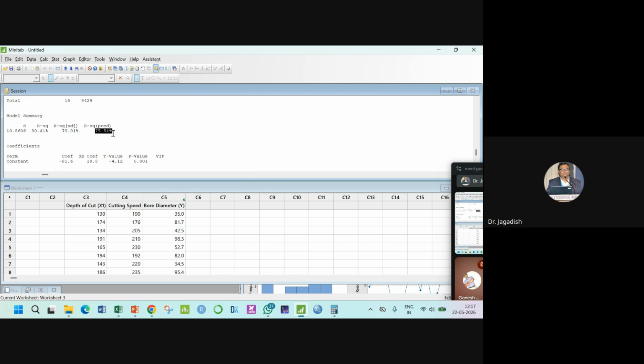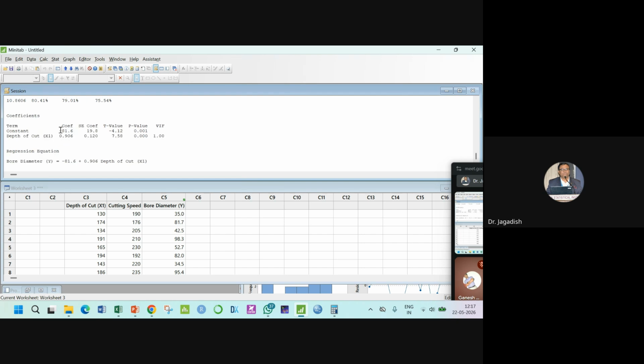If the prediction value is higher, you can say with surety that this model equation can be used for prediction purposes. If predicted R square is 98, that means 98 percent of the time the model's prediction of the output values is accurate. Here it is 75 percent of the values in the output. That is the meaning.